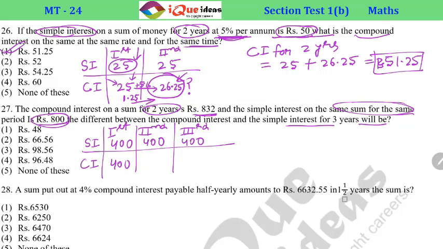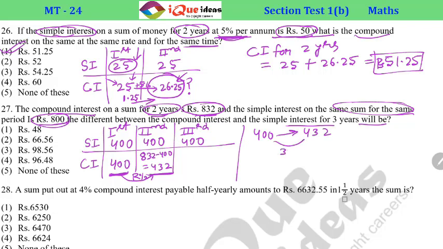And the second year, how do we calculate the second year? 2-year compound interest is given as 832. First year compound interest is 400. So the second year will be 832 minus 400, which is 432. So first year compound interest 400, second year compound interest 432. Whatever is the percentage change from here to here, that is our rate. So first let's calculate the rate. From 400 to 432, what is the increment? It is 32 on 400. Whatever is the percentage, that will be the rate.